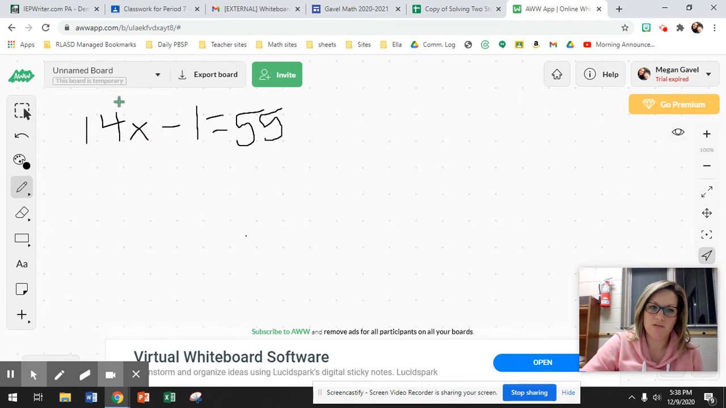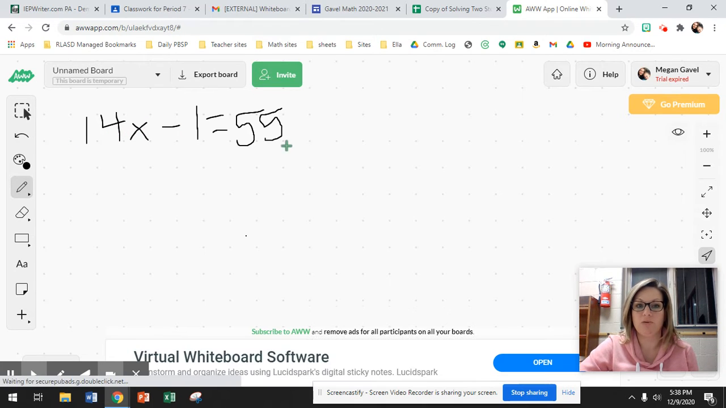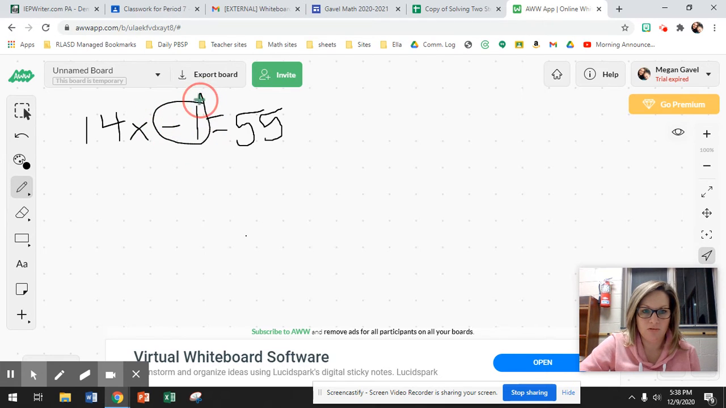So with two-step equations, whatever number has the letter, leave it alone. Do not touch it. You can't do anything until you get rid of the number that's by itself. The way this reads is 14 times x minus 1 equals 55. The first thing we need to do is the inverse operation, which means opposite. We need to do the opposite of minus 1. What's the opposite of minus? It's plus. So we're going to plus 1 here.